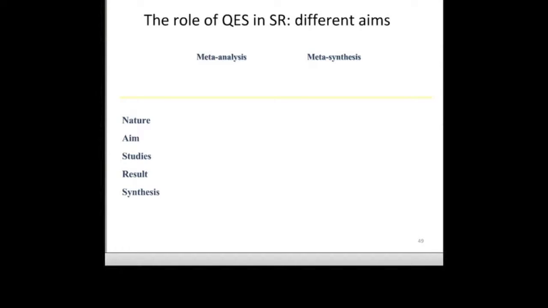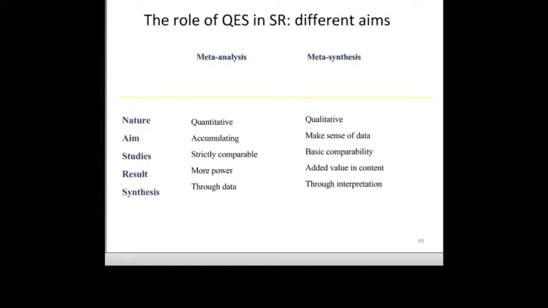So meta-analysis is actually trying to accumulate knowledge. The studies that you include in such a review have to be strictly comparable to be able to pool them statistically, and it aims at creating more power. Think about the pile of stones that I've shown you earlier today. And they do that through numerical data.